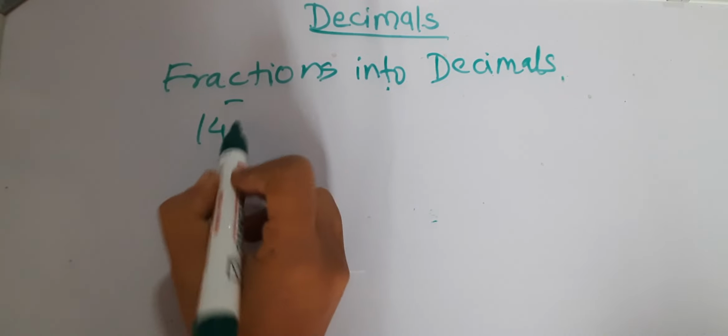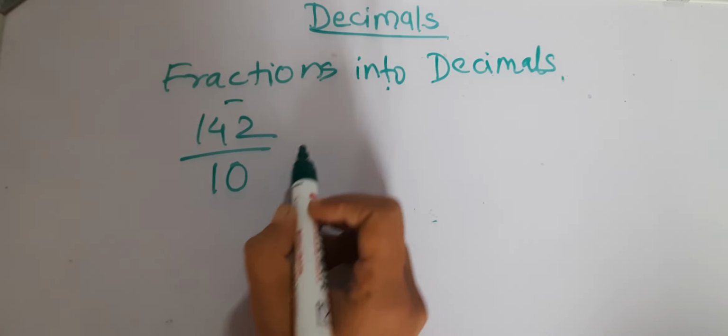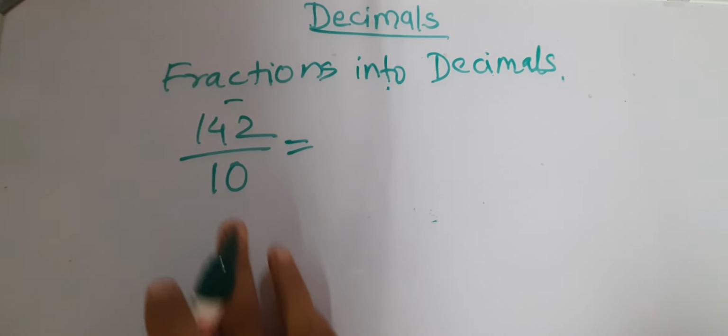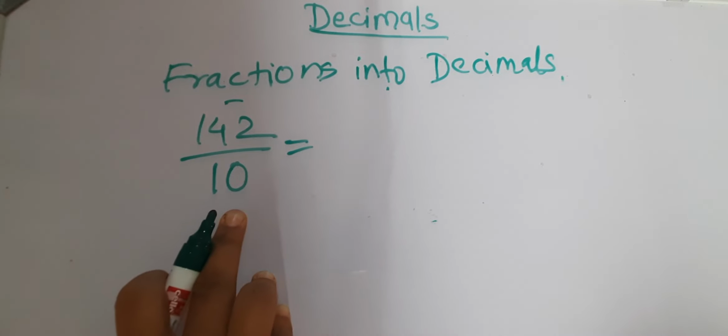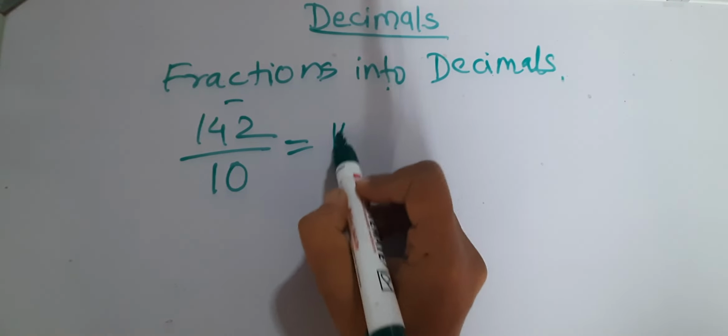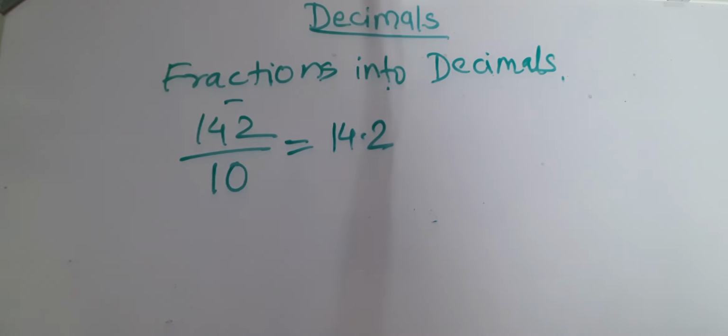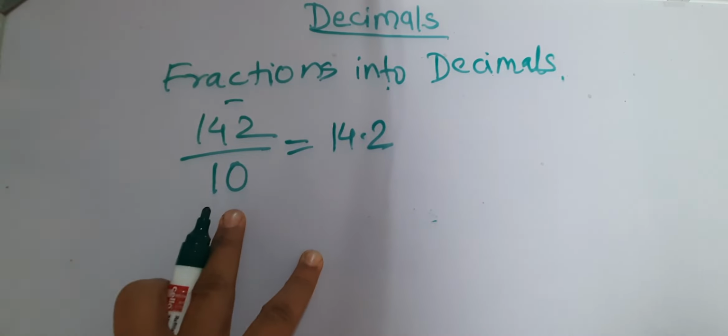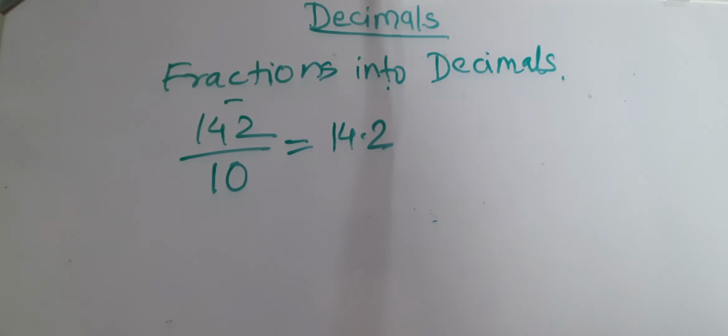Suppose we have 142 by 10 in fraction. We know as it is divided by 10, we need only 1 number after the decimal point, so we'll write 14.2. I hope this is clear. You can keep this trick in mind. It is very easy. It will help you to solve the problems.